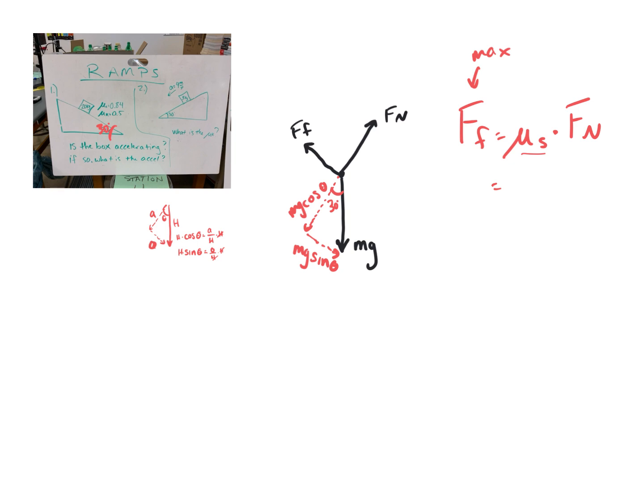So if I have a static coefficient of 0.84, I would have to know what the normal force is, and the concept here is that the normal force should match the mg cosine theta. It is perpendicular to the hill, and the amount off the hill is matching the amount into the hill. So I had expressed that normal force as mg cosine theta.